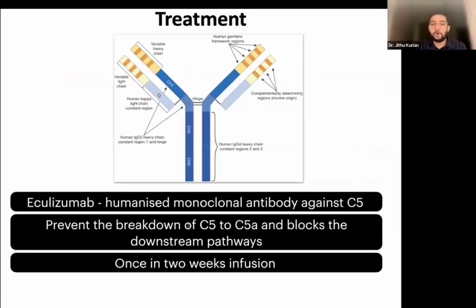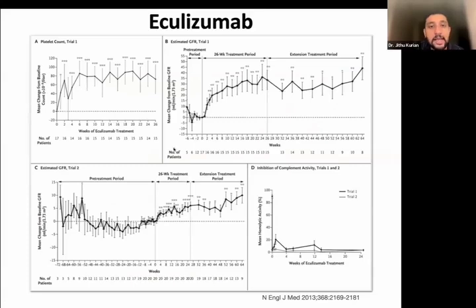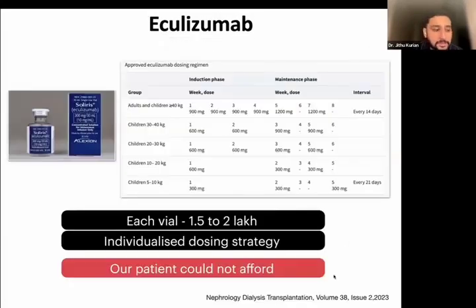The treatment, eculizumab, as we all know, is an infusion once in two weeks. It acts by preventing the breakdown of C5 into C5a and C5b, and hence the formation of the membrane attack complex. These are the trials which were published in 2013. And we found in all these trials that the moment you started eculizumab, the GFR started increasing and the complement was completely inhibited.